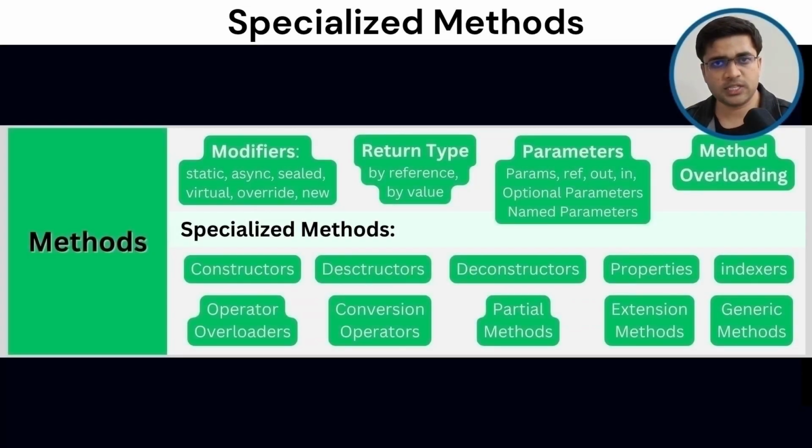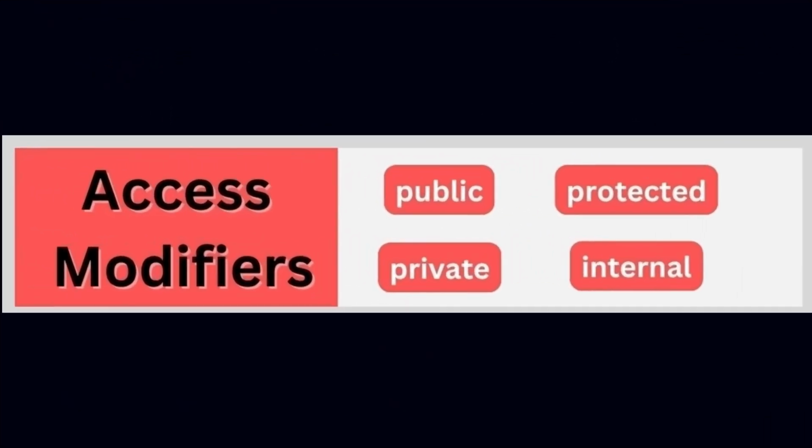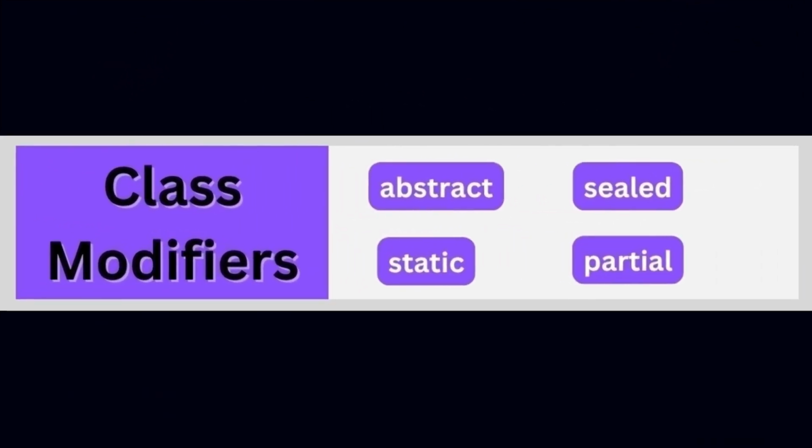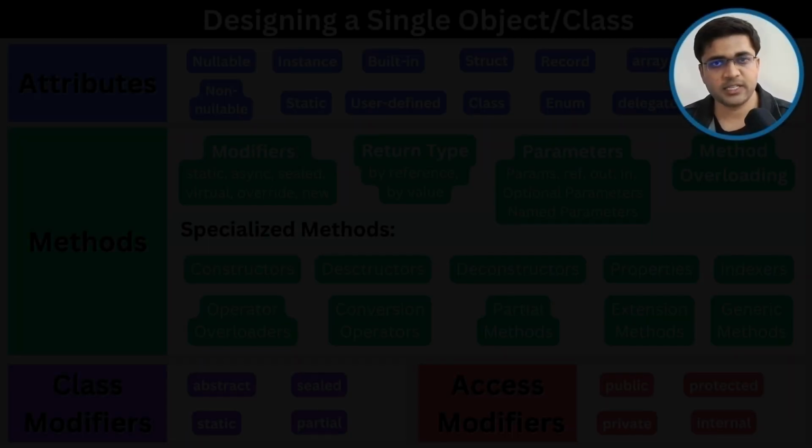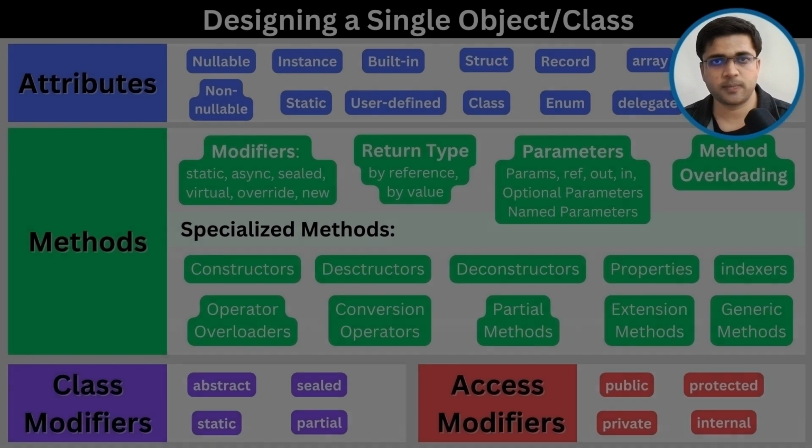We are not going to cover all these features in detail here. My emphasis is on developing the right mindset. I aim to offer a clear and insightful perspective. We are designing an object, and these features are there to help us. Other important concerns while designing an object include access modifiers and class modifiers. In the end, the key takeaway is the mindset and the approach.